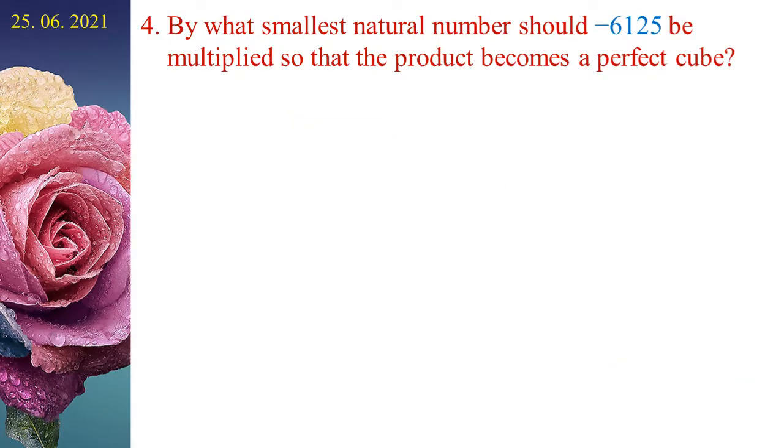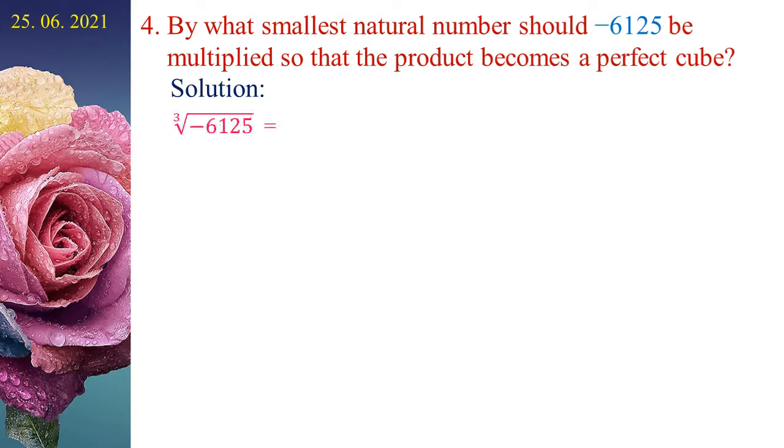By what smallest natural number should minus 6125 be multiplied so that the product becomes a perfect cube. Here, the given number minus 6125 is not a perfect cube. So, we should find the least natural number by which minus 6125 must be multiplied so that the product becomes a perfect cube.